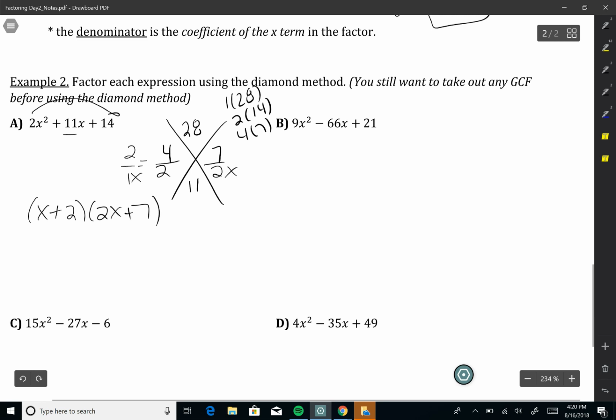You can check your work. X times 2x, 2x squared. X times 7 is 7x. 2 times 2x is 4x. 2 times 7 is 14. So this is 11x, as I have in the middle, and that is 14. That is correct.